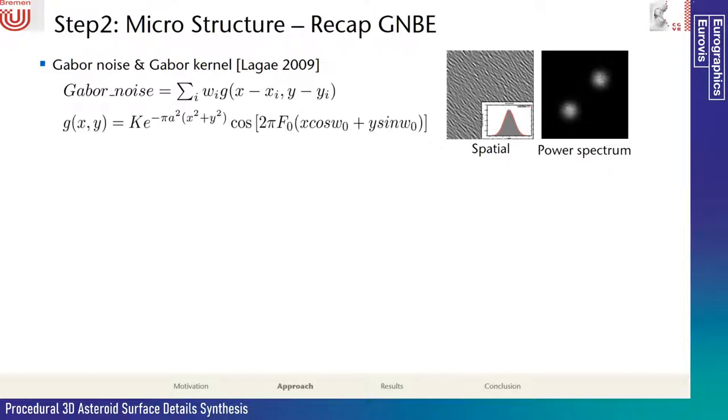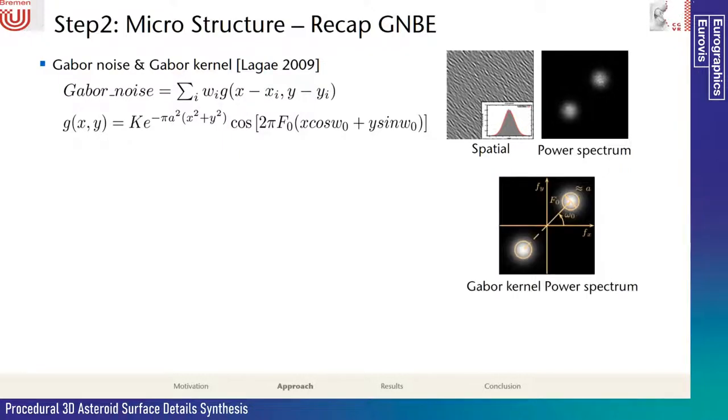And the Gabor kernel is a multiplication of a Gaussian function with a harmonic function. So we can draw the power spectrum of the Gabor kernels, and we can notice that with three parameters, we can manipulate the shape of the Gabor kernels.